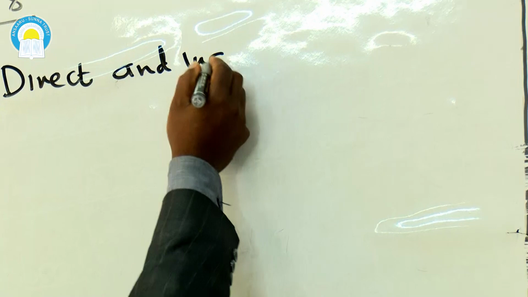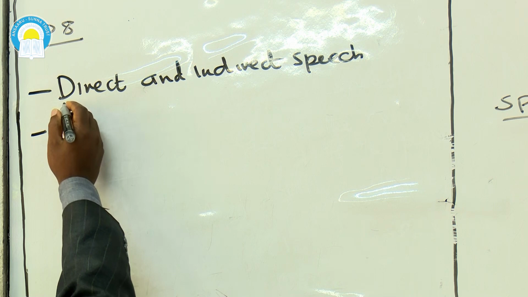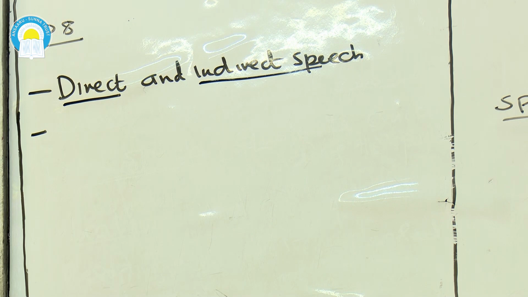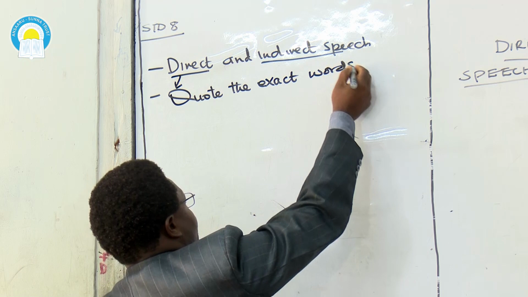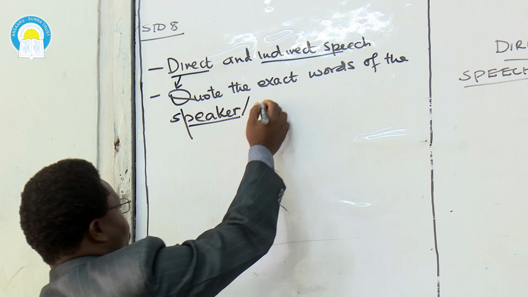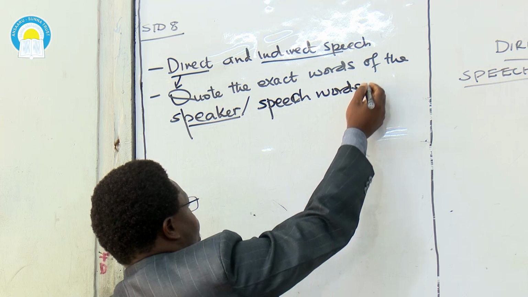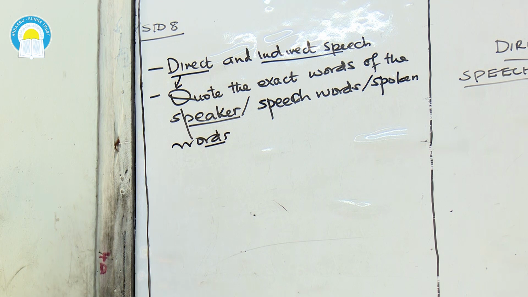I also looked at the first rule that governs these two when you are changing a sentence from direct speech into indirect speech. A reminder, I said that a sentence is said to be in direct speech if we quote the exact words of the speaker. These exact words of the speaker are collectively said to be the speech words. You can refer to them as speech words or spoken words. These are the words which come from the speaker's mouth.